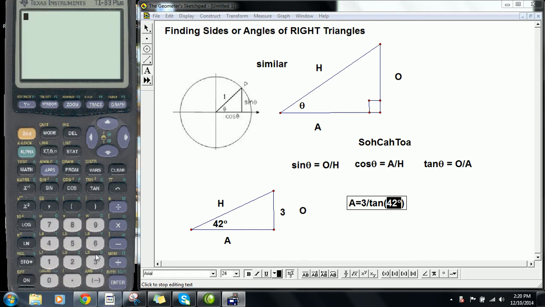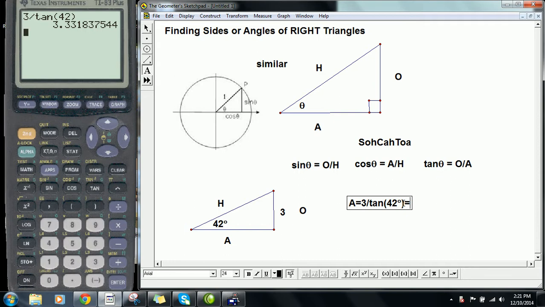And now I'm going to use my calculator. 3 divided by tangent of 42. And I don't even need that last parenthesis. I'll put it in there. Bada bing, bada boom. Right? Which is approximately, we're going to round to 3 decimals, the thousandth, 3.332. Okay? So what I just found is that this side length here is 3.332.